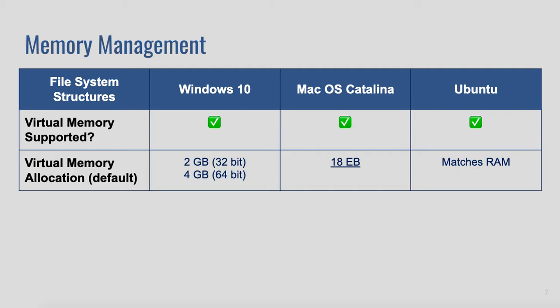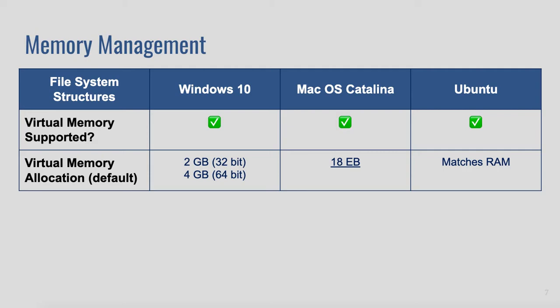Now, Windows 10 enables you to change the virtual memory allocation, but by default comes with 2 gigabytes for a 32-bit Windows 10 or 4 gigabytes for the 64-bit version. These are the defaults that come. You can increase or decrease as required.